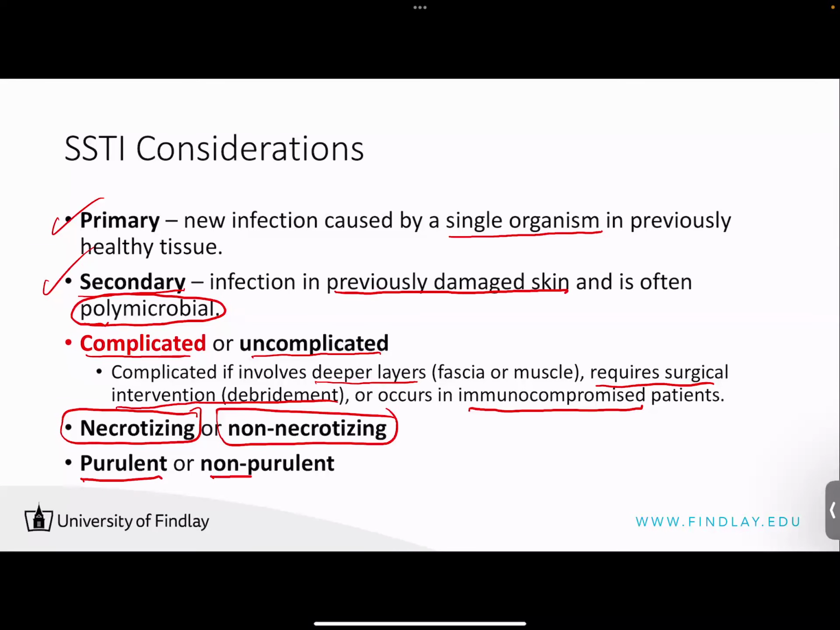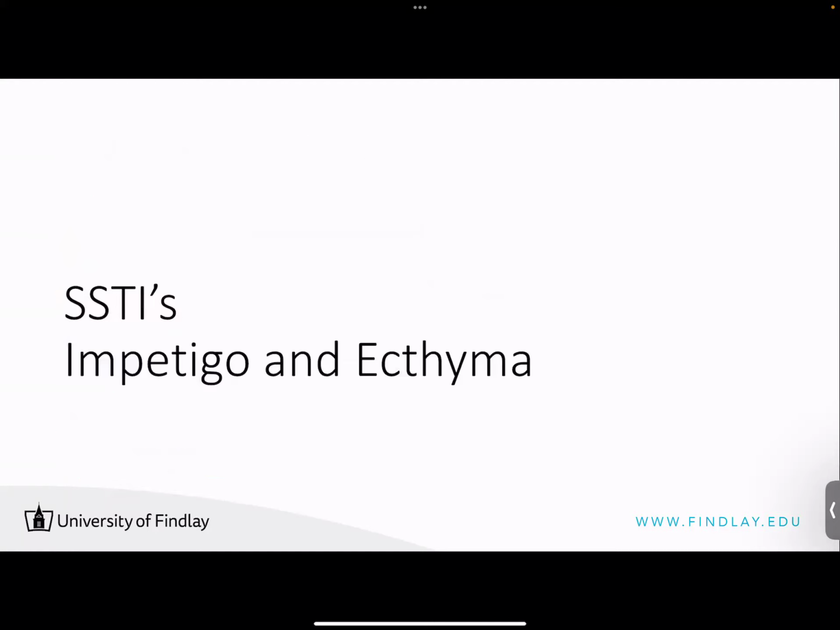And then purulent versus non-purulent. What is your concept of purulence? What does purulent mean? Pus, yes, pus, absolutely. All right, so we have pus-forming infections or purulent infections, and then non-pus-forming infections, non-purulent infections. And this is an important concept when determining what type of infection a patient has and how to treat them, okay? All right, how are we doing? Good, bad, indifferent? Moving forward.